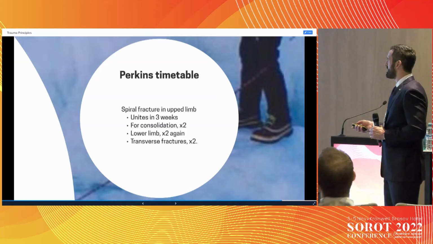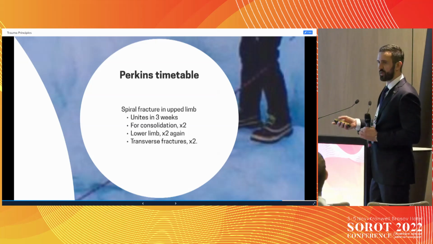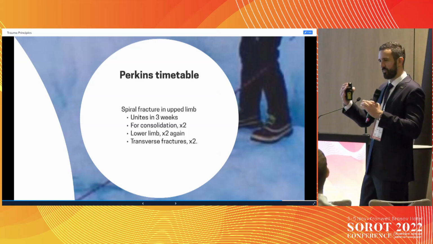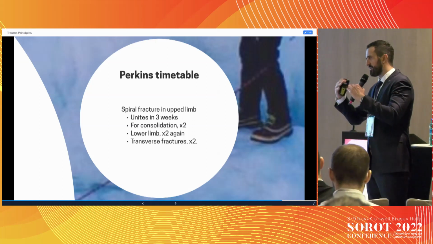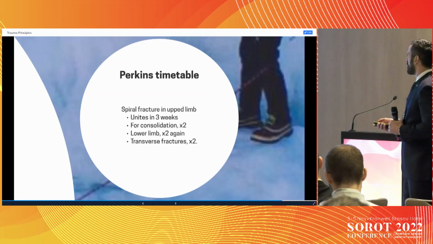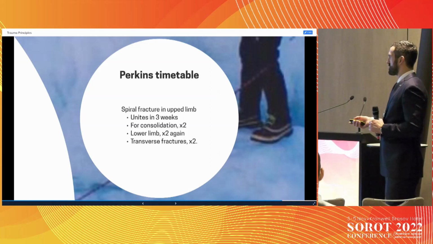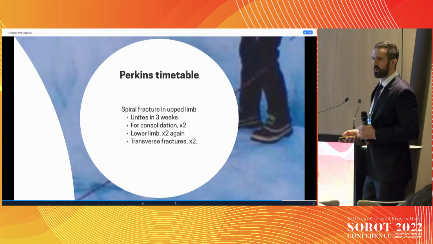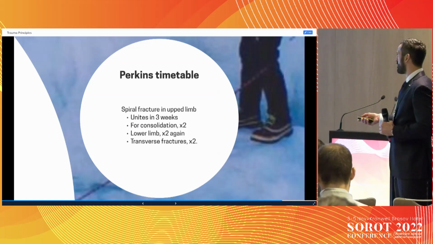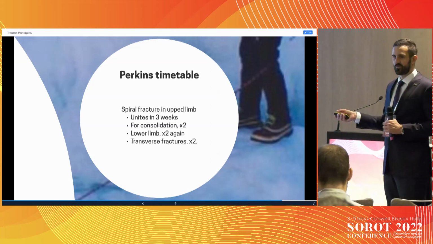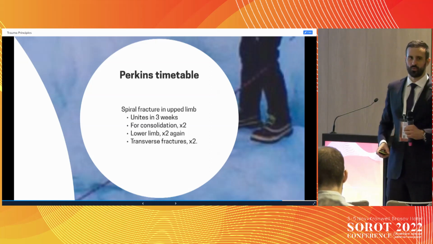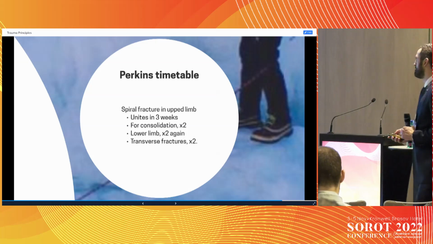Spiral fracture in the upper limb unites in 3 weeks. Spiral fractures unite quicker than the transverse fracture. For consolidation, do ×2. For the lower limb, because it's a weight-bearing limb, go ×2 again. And for transverse fractures, go ×2 again, to be on the safe side.